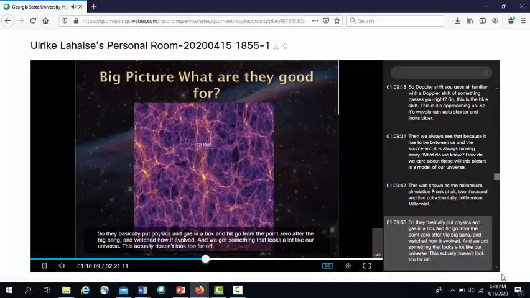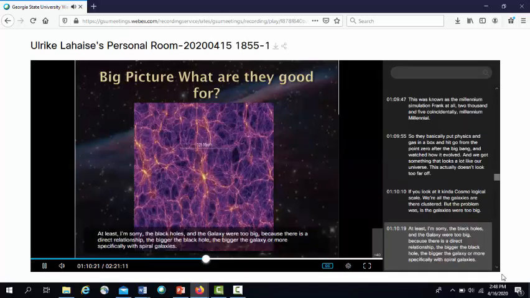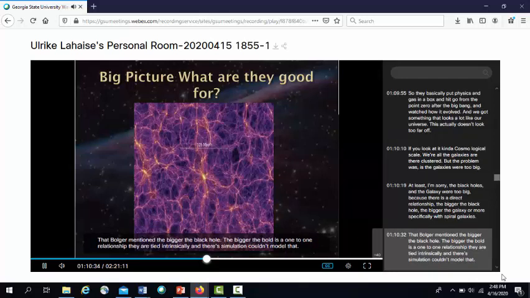This actually doesn't look too far off if you look at a cosmological scale where all the galaxies are clustered. But the problem was the galaxies were too big. The black holes in the galaxies were too big, because there is a direct relationship. The bigger the black hole, the bigger the galaxy, or more specifically, with spiral galaxies, that bulge I mentioned, the bigger the black hole, the bigger the bulge. It is a 1-to-1 relationship. They are tied intrinsically, and their simulation couldn't model that.